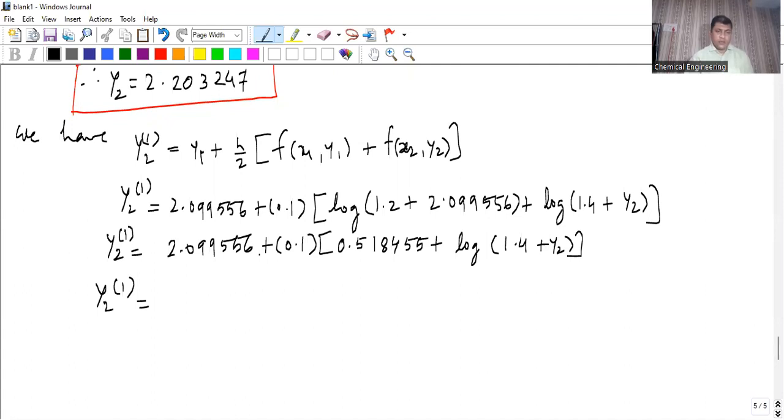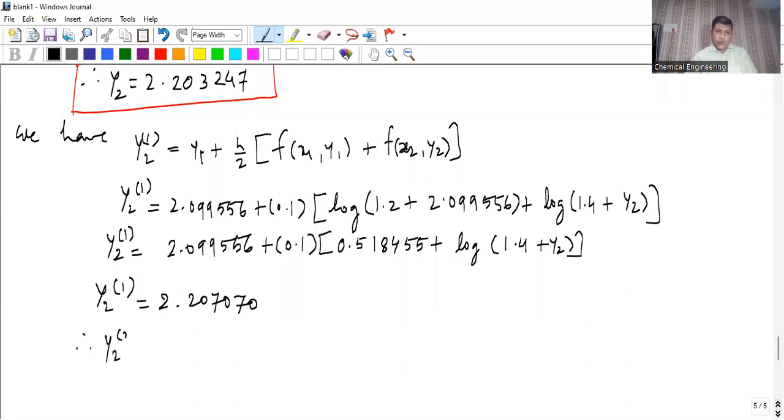Okay, and then calculate. So what value of y2 you have to put? It will ask you the value of y. So this is the value of y2 you have to use. So it is going to be 2.203247. Okay, that's what we'll be having. What value are you getting here? 2.207070. Are you getting this value? Yes, sir.